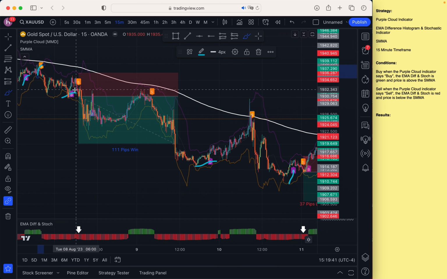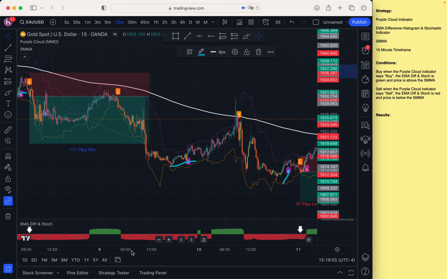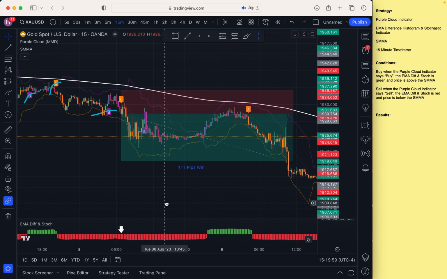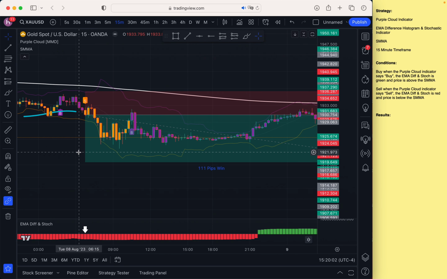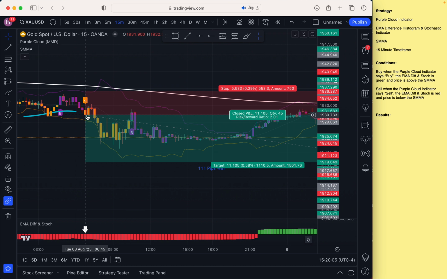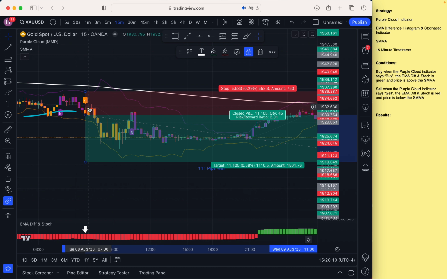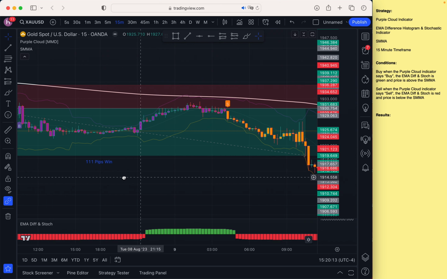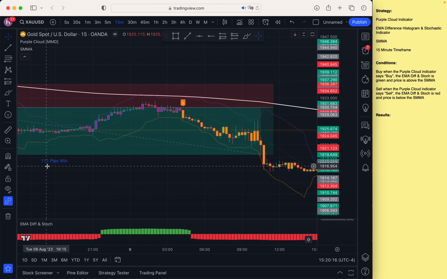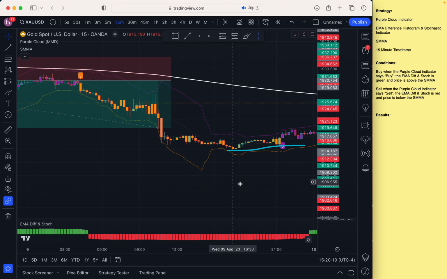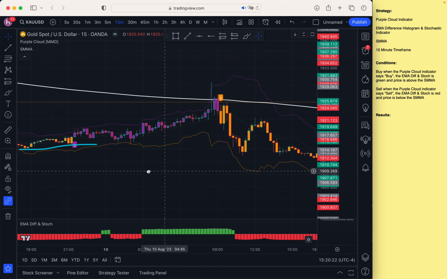The next one we have, which actually would allow us to take a trade, is this one. Reason being, it's a sell signal which is below the smooth moving average, and this histogram is also red. So if we take a look closer at this trade, we would have entered this trade when that 15-minute candle closed. So it closed right there, and that's when we entered. Initially, we had a little bit of drawdown, but eventually price came down and it hit our target and resulted in 111 pips.